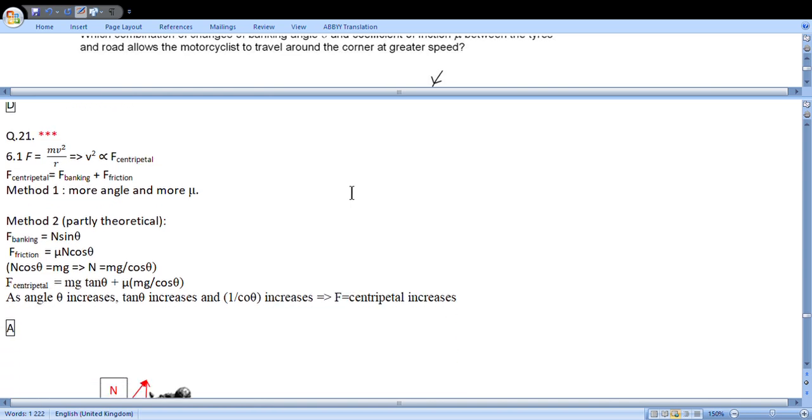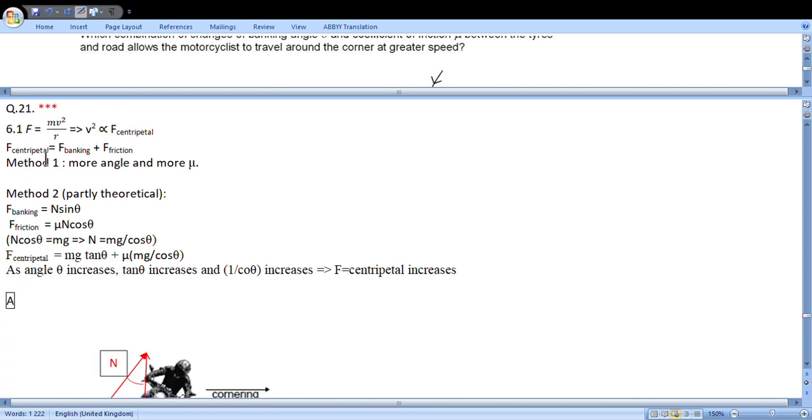So first of all, what do we know? We know that centripetal force gives us this expression for velocity. Velocity is directly proportional to centripetal force. So centripetal force consists of two parts, banking and friction. Of course, method 1 is easy, without deep theory: more angle, more banking force, more mu, more friction. Method 2 is partly theoretical.